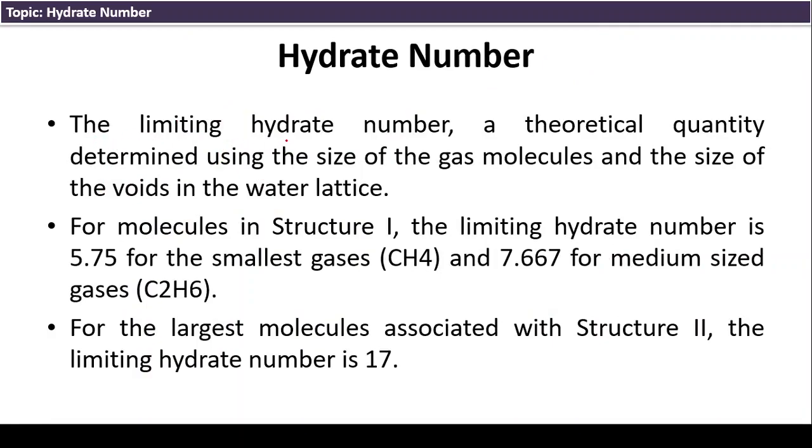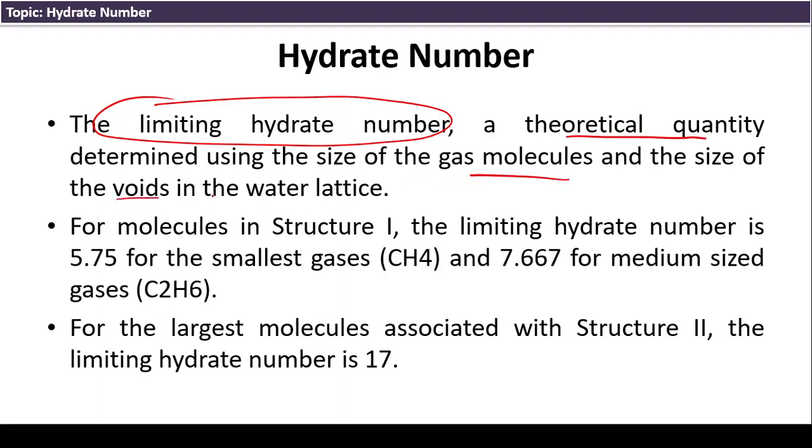The second term is the limiting hydrate number. It is a theoretical quantity determined using the size of the gas molecules and the size of the voids in the water lattice, meaning the size of the cage and the size of the gas molecules. With the help of these two pieces of information, we can guess, it's a totally theoretical value, what the hydrate number should be for that one.